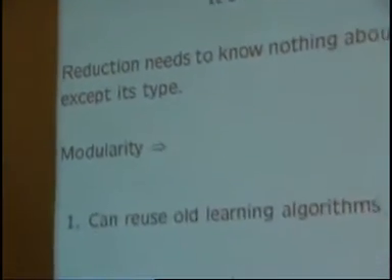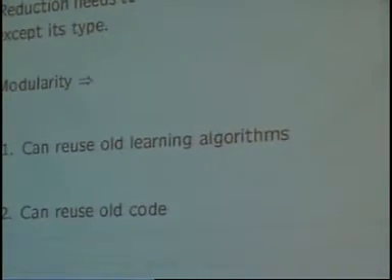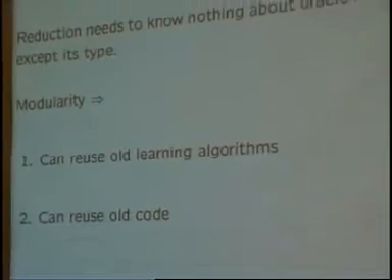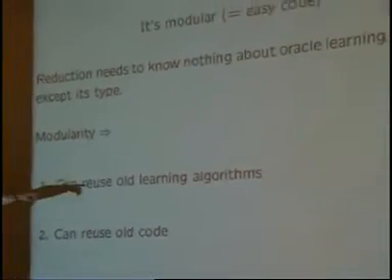Okay, so modularity. Right. No parameter tweaking. We're just thinking about the classification algorithm as something with a particular type. And we're just using it as you would use things with that type. We're not actually fiddling with any parameters in the classification algorithm. You can reuse your old learning algorithms via these reductions, right? So that's kind of nice from a not having to think so much viewpoint.